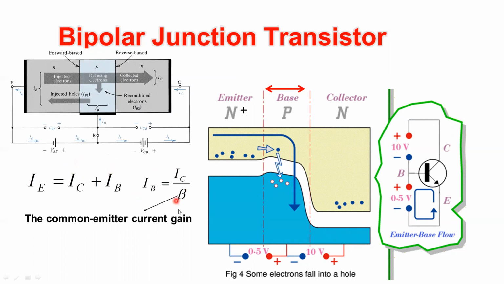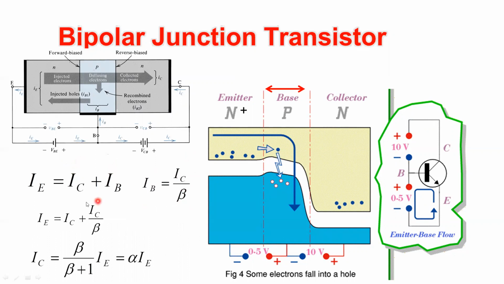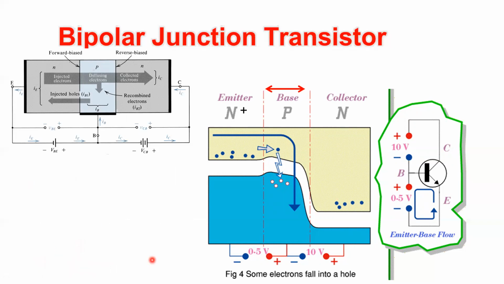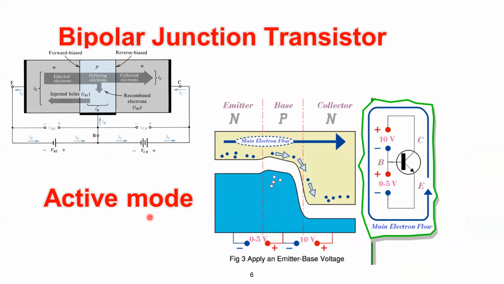And from here, we introduce the term beta as the common emitter current gain, which is the ratio between the collector current and the base current. Also, we reach another term: IC, the collector current, equals alpha times IE, which is the emitter current. Alpha basically equals beta over beta plus 1. However, in most cases we say that alpha is approximately 1 because beta usually is a big number, varying from 50 to 200. So in most cases, you can say IC is approximately equal to IE as long as you are working in the active mode.